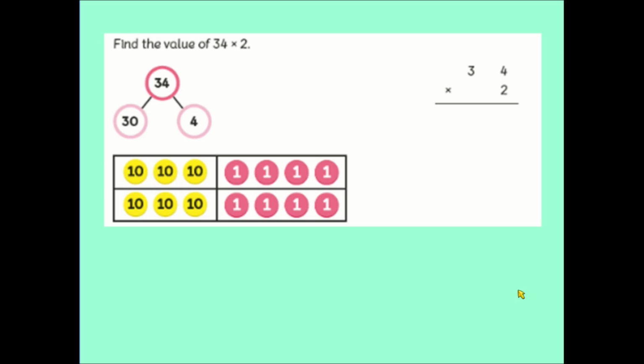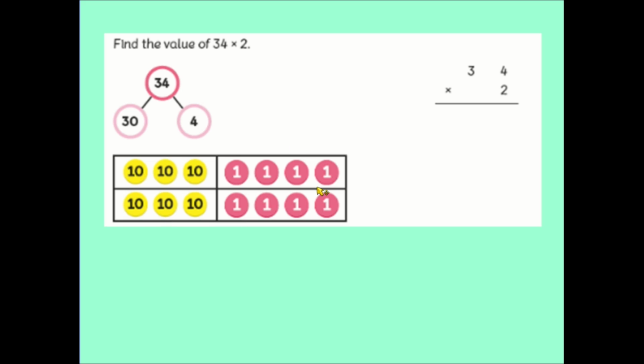Good morning, Year 4. So, to start with, we have the question. Find the value of 34 multiplied by 2. And there's lots of different ways we could choose to solve this question, and there are some representations here to help us. The first thing we could do is use place value counters and make the number up. So here's 34, there's 3 tens and there's 4 ones. And to multiply it by 2, I need 2 lots of that, so here are 2 lots here. And now all I have to do is count them up.